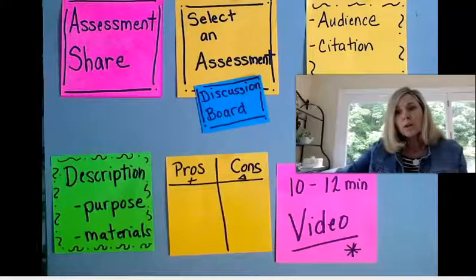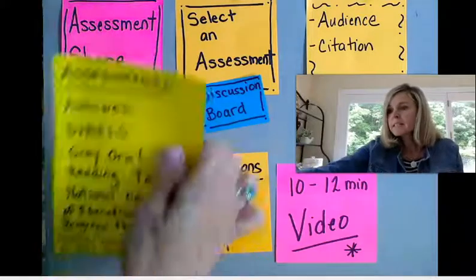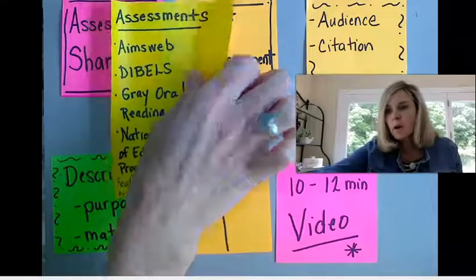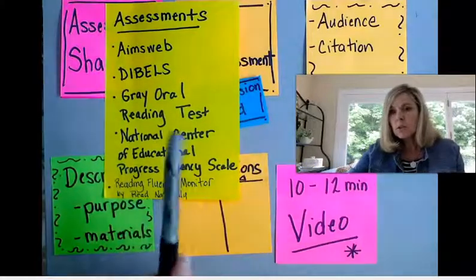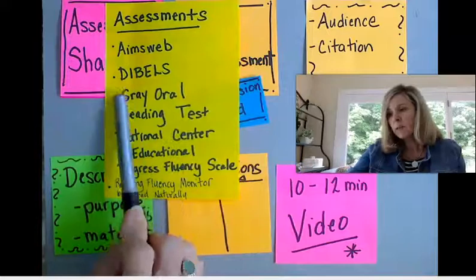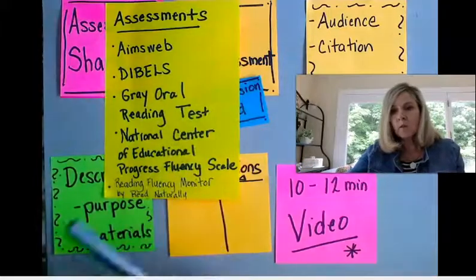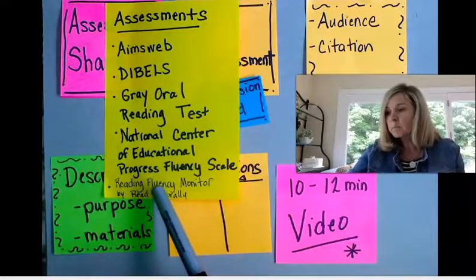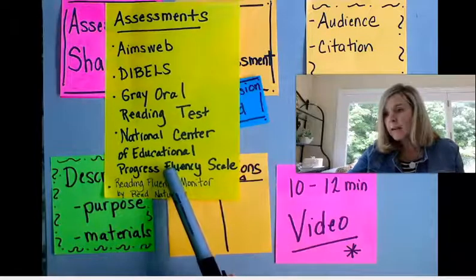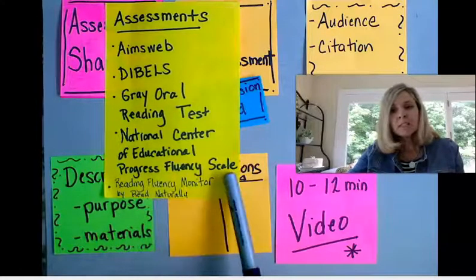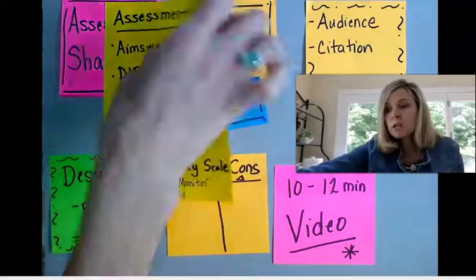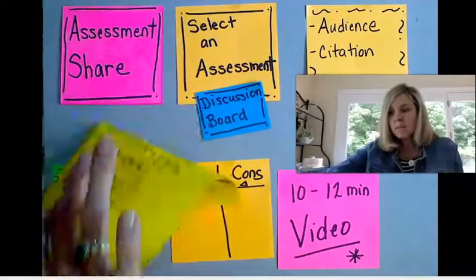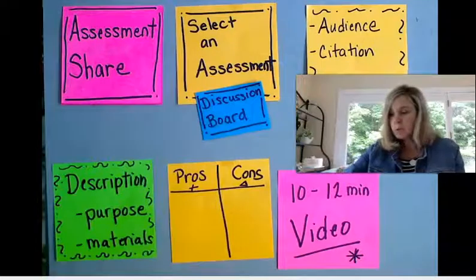So you can choose from any assessments that you choose. We talked about a few of them, perhaps AimsWeb, Dibels. You can provide the Gray Oral Reading Test. You might have an oral language assessment. You might provide a checklist of writing, some type of fluency scale. It's really open to whatever type of assessment that you would like to choose.